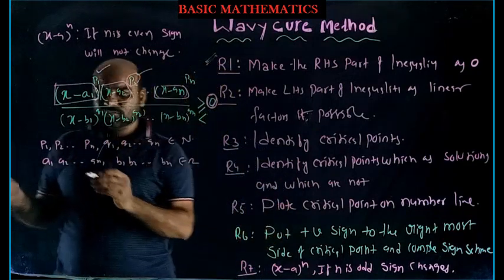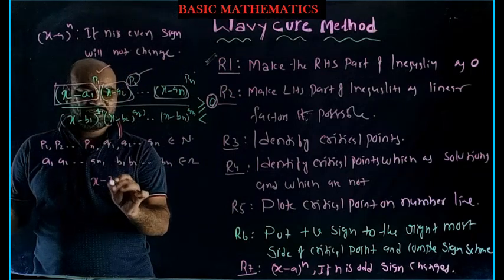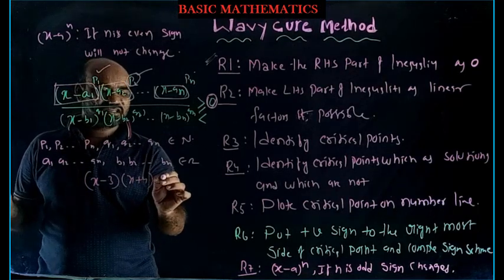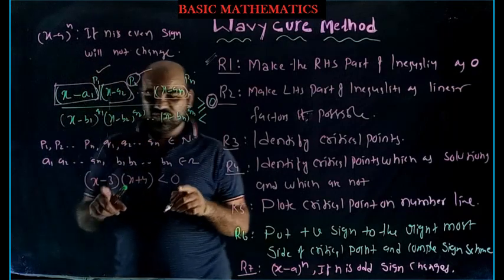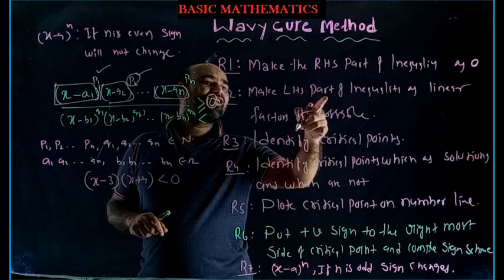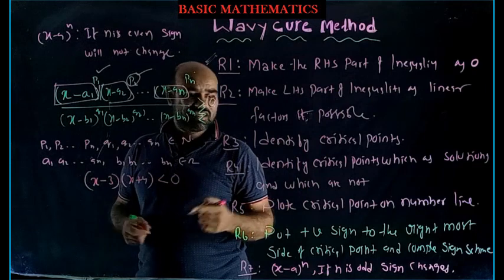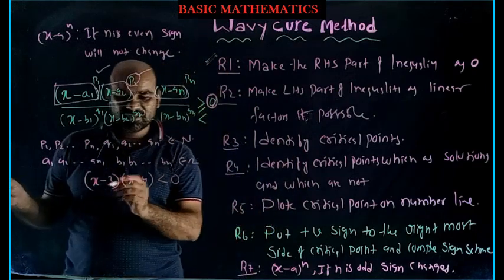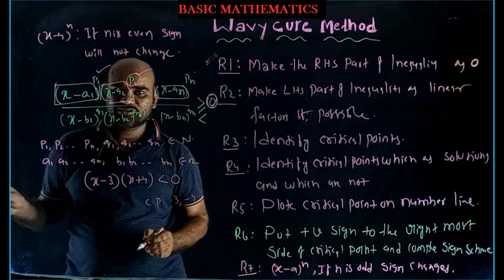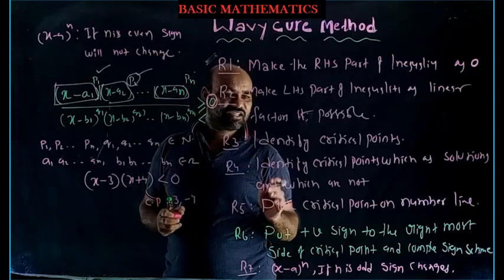For example, I want to take a simple problem: (x - 3)(x + 4) is less than 0. This is standard form. The RHS part of the inequality is 0. The LHS part of the inequality is in linear factors. Identify the critical points. Here the critical points are 3 and -4. Understood? Critical points are 3 and -4.